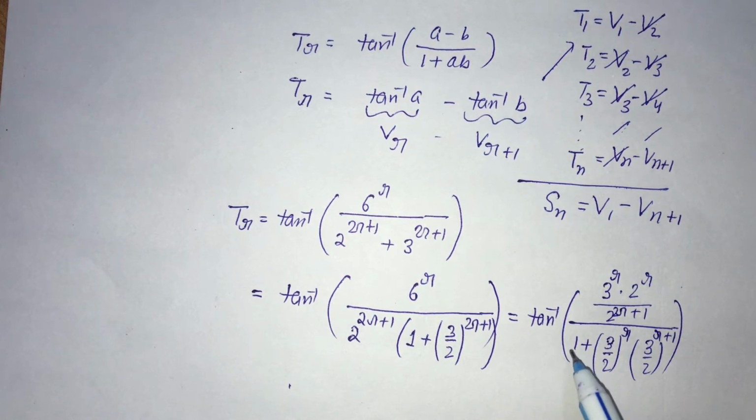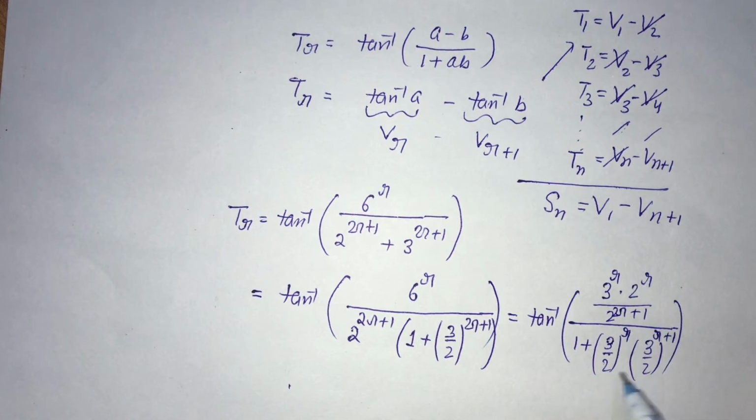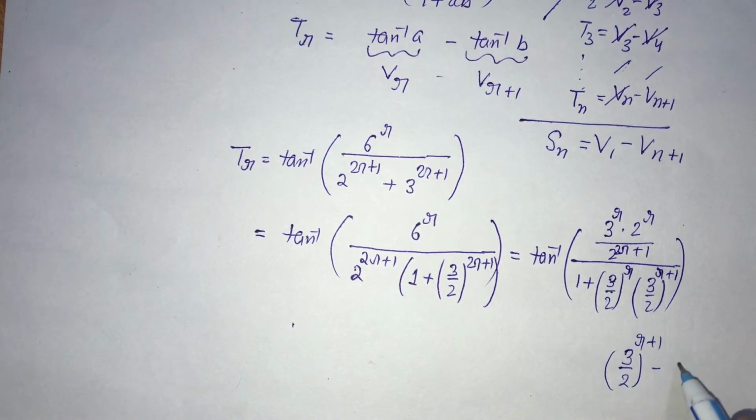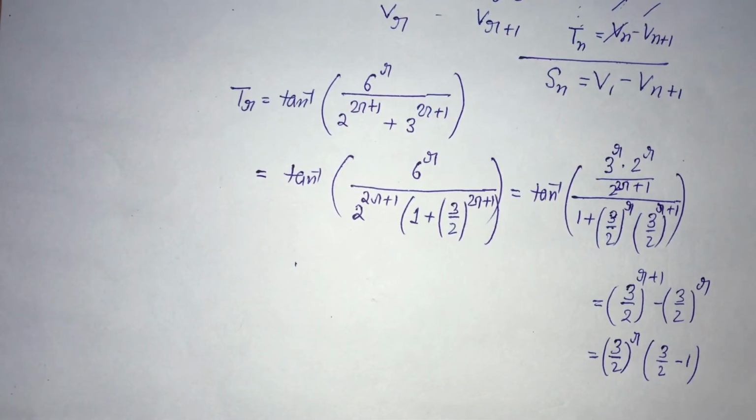Now once I have written in this form 1 plus a into b, you just try what is a minus b coming out to be. If it is coming out to be the same, that means I can write this expression as this minus this. So let me just try what is this difference. 3 by 2 raised power r plus 1 minus 3 by 2 raised power r. So 3 by 2 raised power r will be common, and in bracket I will be getting 3 by 2 minus 1. So this is coming out to be 3 by 2 raised power r into 1 by 2.